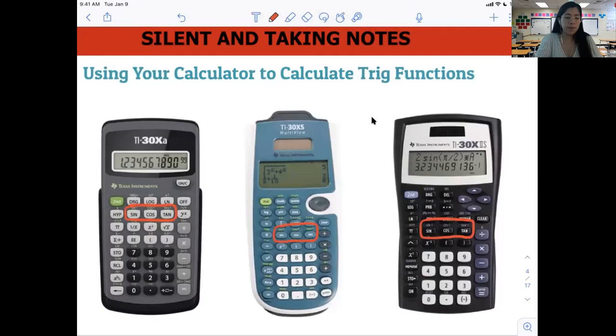If you're using an iPhone, if you're using an Android, if you're using the Google calculator, you should also see it as well, but you'll have to turn it sideways. So just make sure if you're on your phone, turn it sideways and you should see them. They're right here, sine, cosine, tangent. You can't miss them.